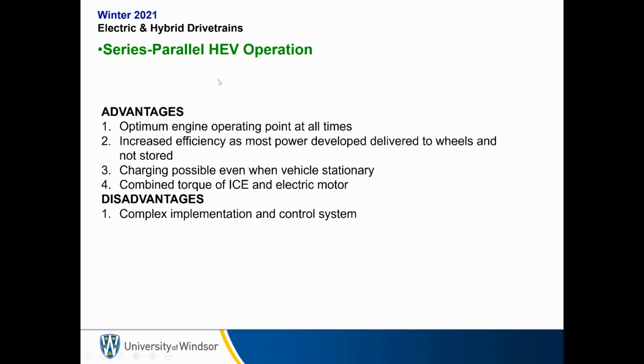Now, series parallel hybrid operation, I think you can probably figure out what the advantages are. Optimum engine operating point at all times, increased efficiency as most power is delivered to the wheels and not stored. Charging is possible even when the vehicle is stationary, and we get the combined torque of internal combustion engine and electric motor. Disadvantages, as you can imagine, is the complex implementation, i.e. cost, and the control system. So higher upfront costs, but basically it has all the advantages of the other two implementations. So in terms of most beneficial, series parallel hybrid is probably the way to go.